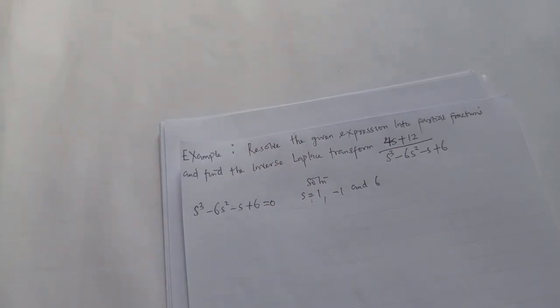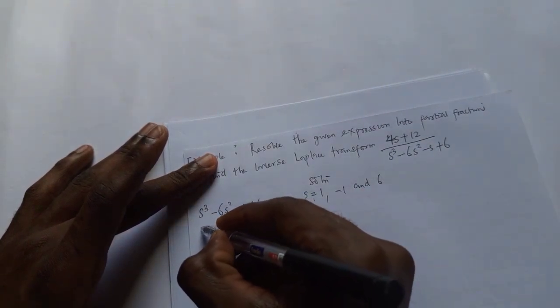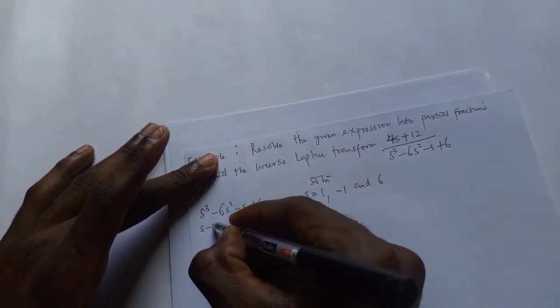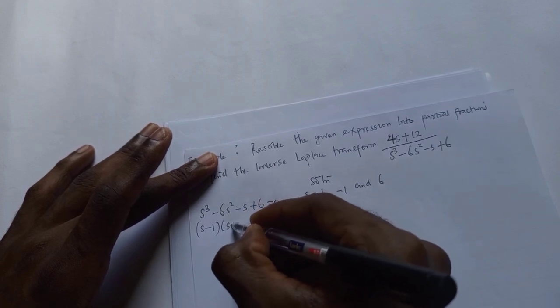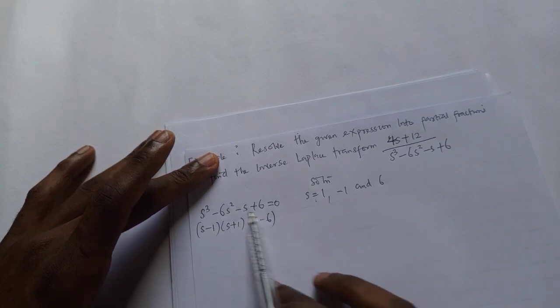You are going to have 0. So hence this whole equation becomes s minus 1, s plus 1 and s minus 6. So this is resolved to this.